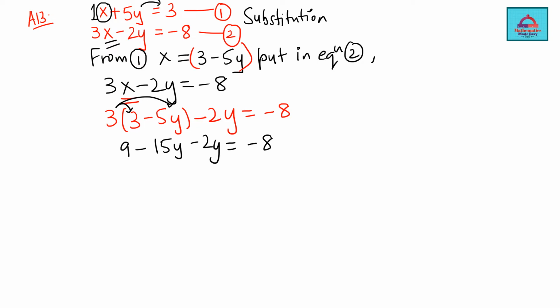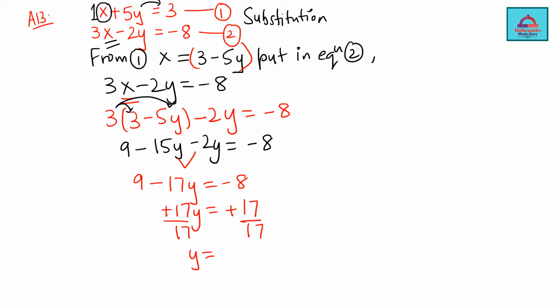Collect the like terms together. So this becomes 9 minus 17y is equal to minus 8, or minus 17y is equal to minus 17. Negative negative becomes positive. Divide by 17 both sides. So y is 1. We have got the value of one variable. So half of the question is done. Now we need the second variable.